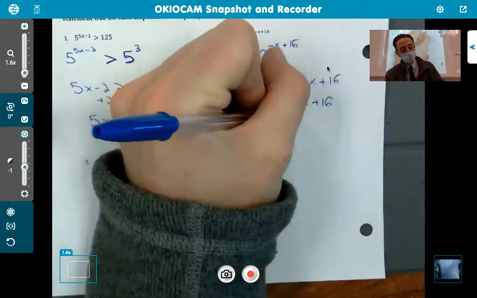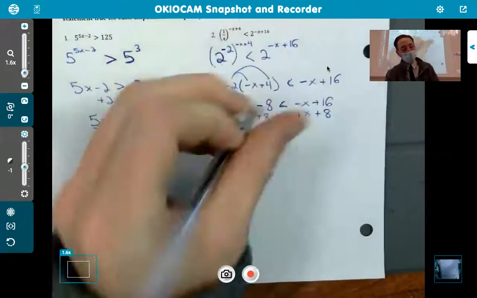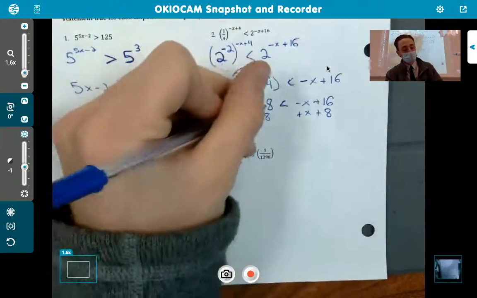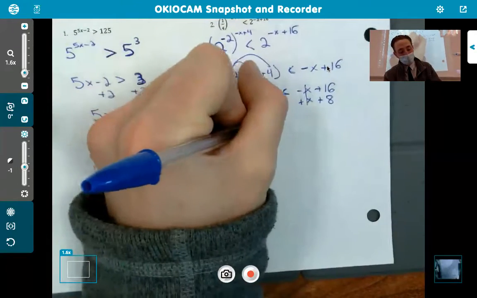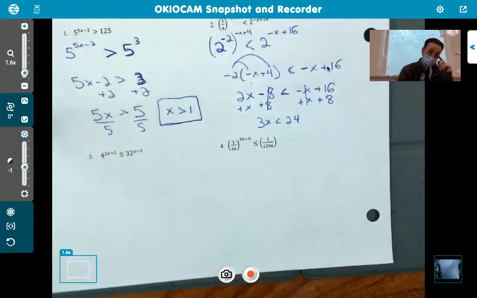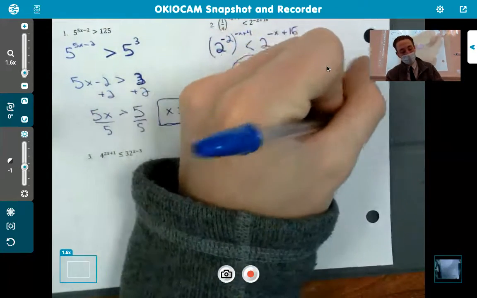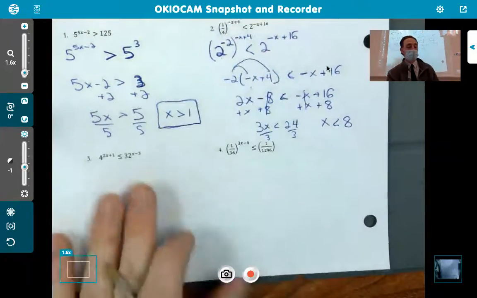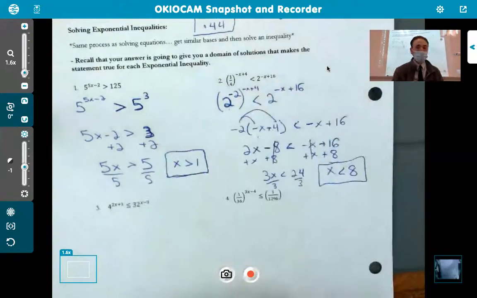Try to get my variables to one side, my constant terms to the other. So I'm just going to do 2 steps at once. I'm going to add 8 to this side, and then add x to the left-hand side. I get 3x is less than 24. So then my final answer is that all of my values for x have to be less than 8 in order for this inequality to be satisfied.